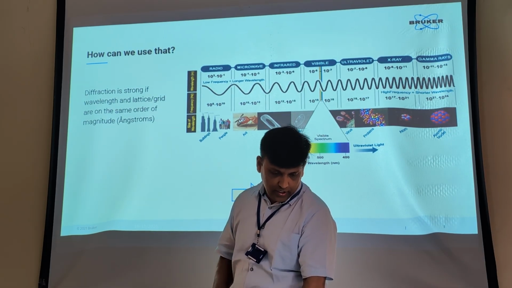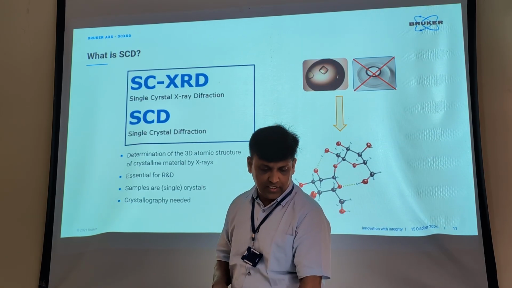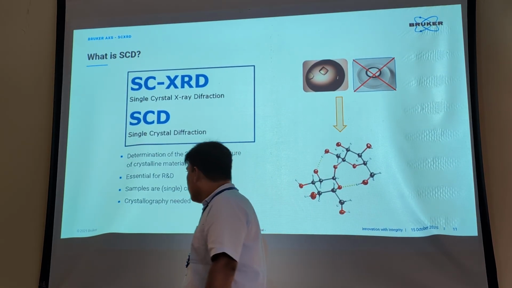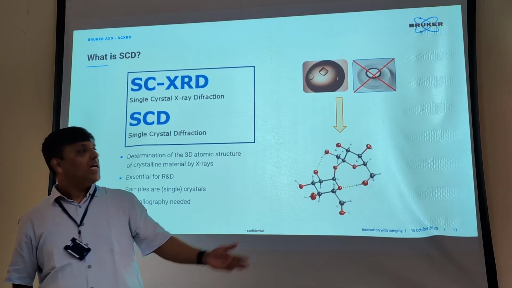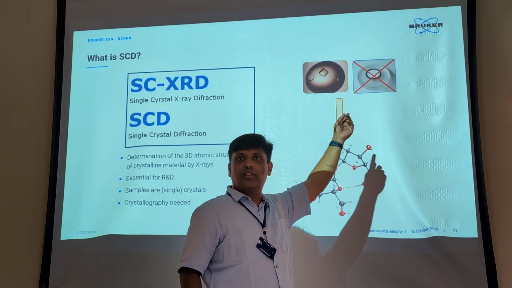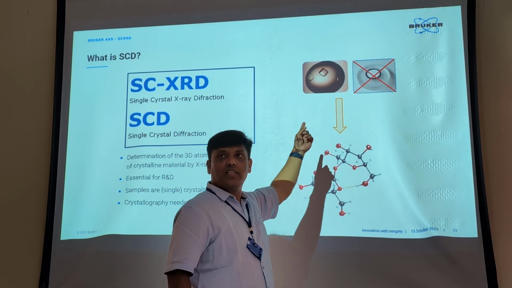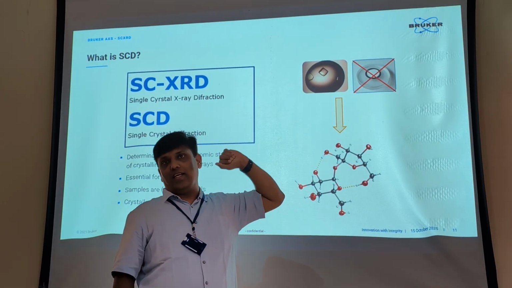Why X-ray? I already told you, I can skip. How an X-ray tube is made is physics, we don't bother so much. I told you the sample has to be a single crystal, so we are not dealing with polycrystalline material. We are discussing single crystals. So what is a single crystal?